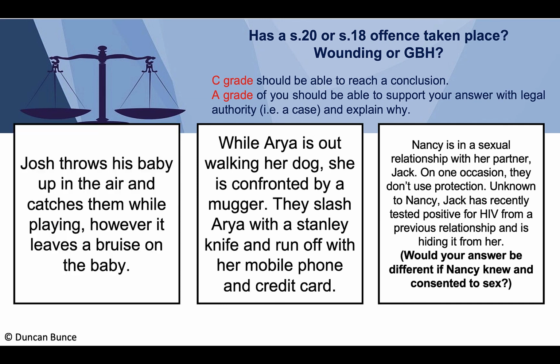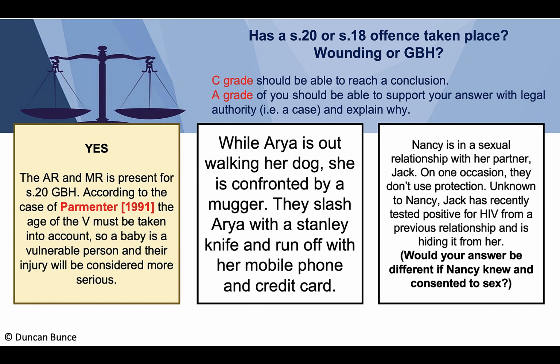And again, it's similar to that Parmenter case, isn't it? While Aria is out walking a dog, she is confronted by a mugger. They slash Aria with a Stanley knife and run off with her mobile phone and credit card. So here, I'm looking to the injury. It says they slash Aria with a Stanley knife. So it doesn't give us too much more to go on. Probably going to be a wound. It's safe to say.